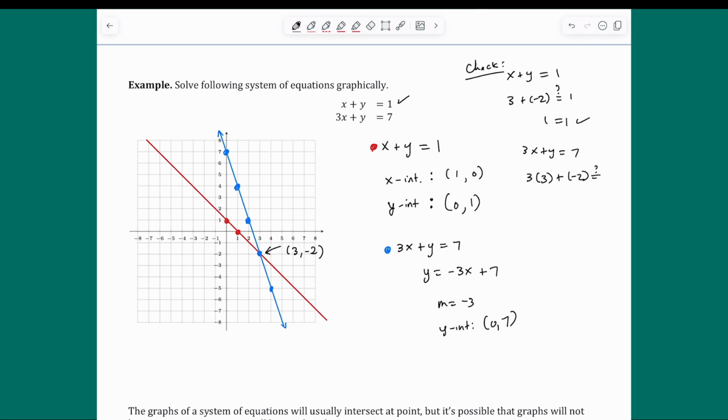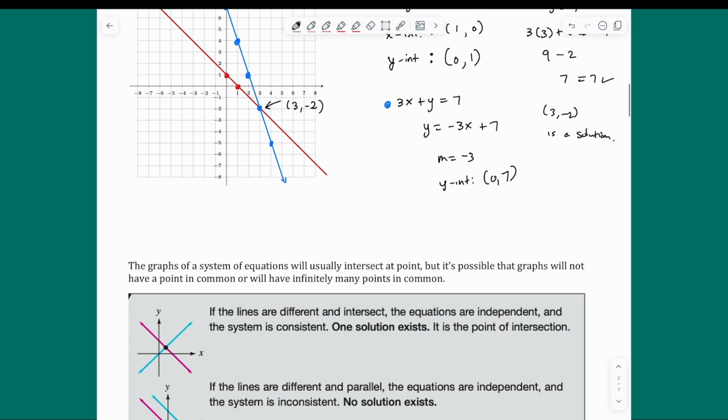plus the -2. Does that equal 7? And it appears that it does. In other words, that's 9, basically 9 minus 2, which is 7. So 7 does equal 7. That checks. So the ordered pair (3, -2) is the solution. And once again, visually it can sometimes be a little misleading, so it's a good idea to check your solution.